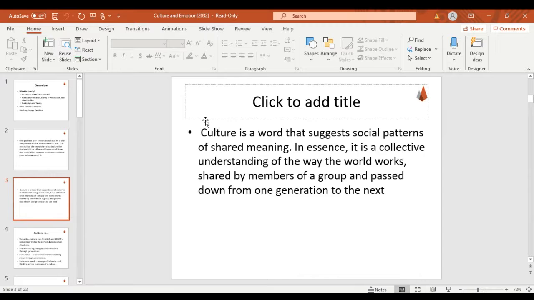Okay, so culture is a word that suggests social patterns of shared meaning. In essence, it is a collective understanding of the way the world works. So you can think of your culture as your system, the kind of the scripts that you follow, scripts as in the mental schemas that you have about going to school or going to work.